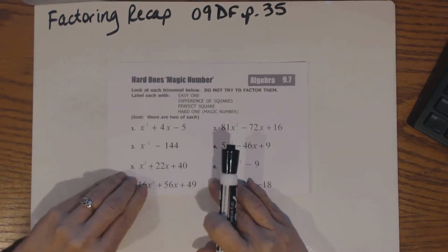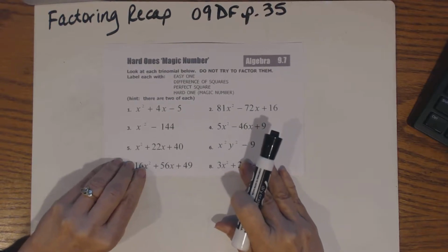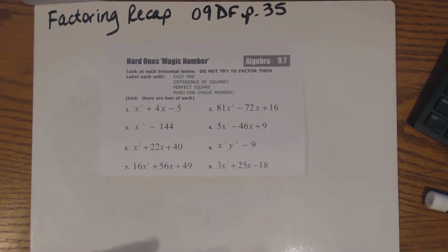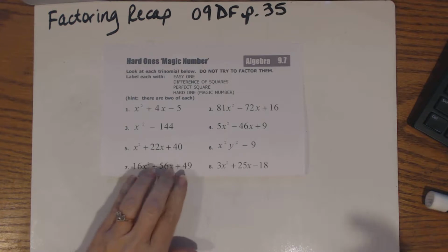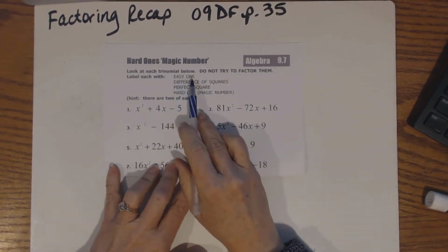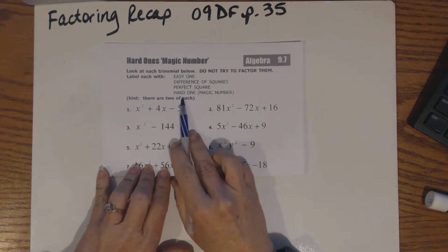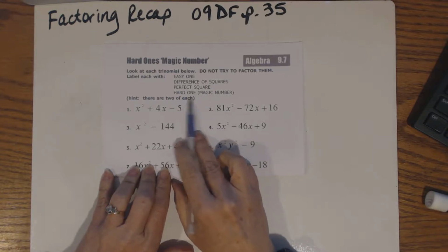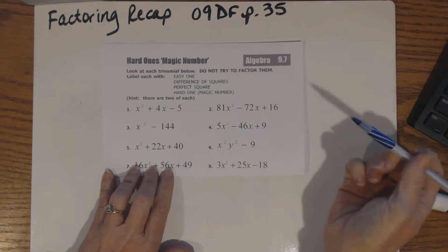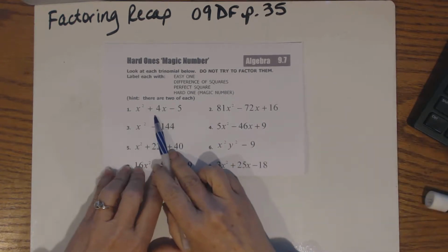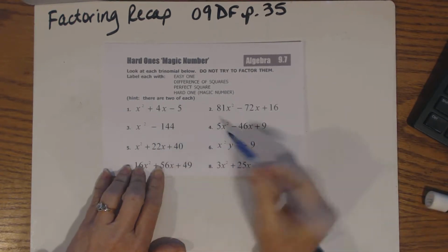These are just about identifying what type of factoring situation you have. So each of these we're going to label as either an easy one, a difference of squares, a perfect square trinomial, or what we call a hard one. He calls it the magic number. I call it magic box. But in this case, let's identify each one.